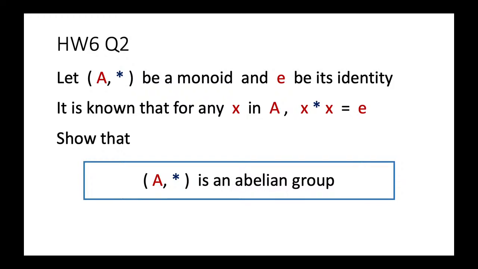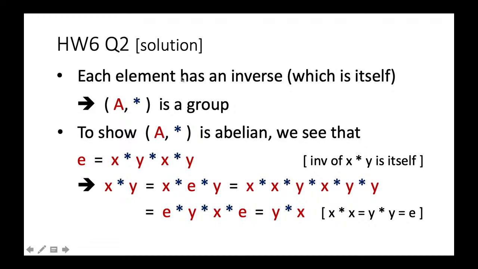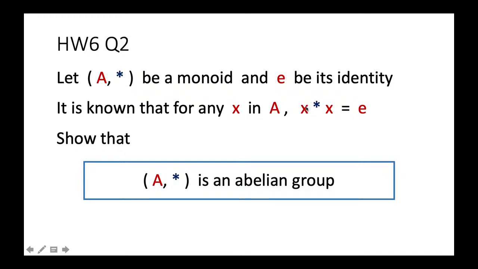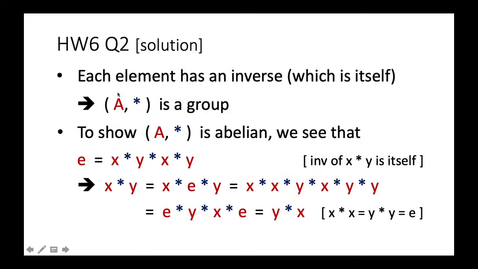So to do so, first of all, we see that each element has an inverse, because an element multiplied by itself is equal to E. So the inverse of an element is actually itself. So every element has an inverse, and immediately we know that A star is a group. Now to show that A star is abelian, we want to show that for any x and y, x times y is equal to y times x.